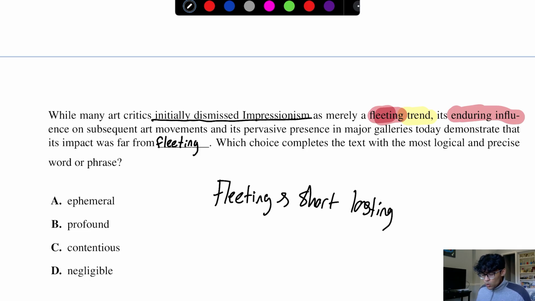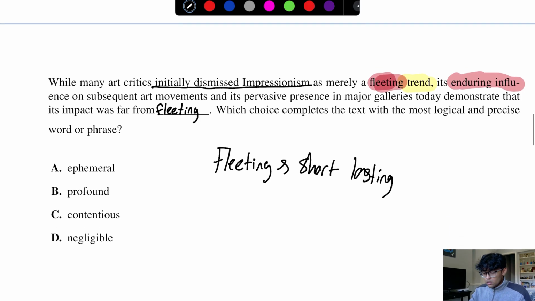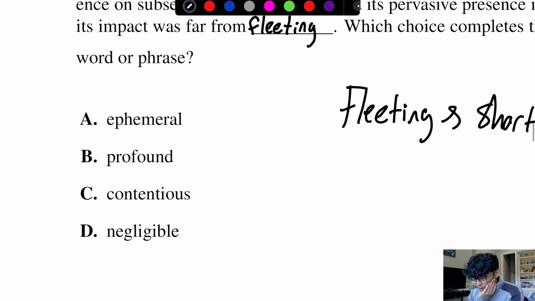So now that we have the word in our blank, we know our context clues. Let's go through the answer choices. So our first answer choice is ephemeral. And I do know what that word means, but I'm sure many of you watching this don't because that's not a very common word. So I'm just going to skip it for now.